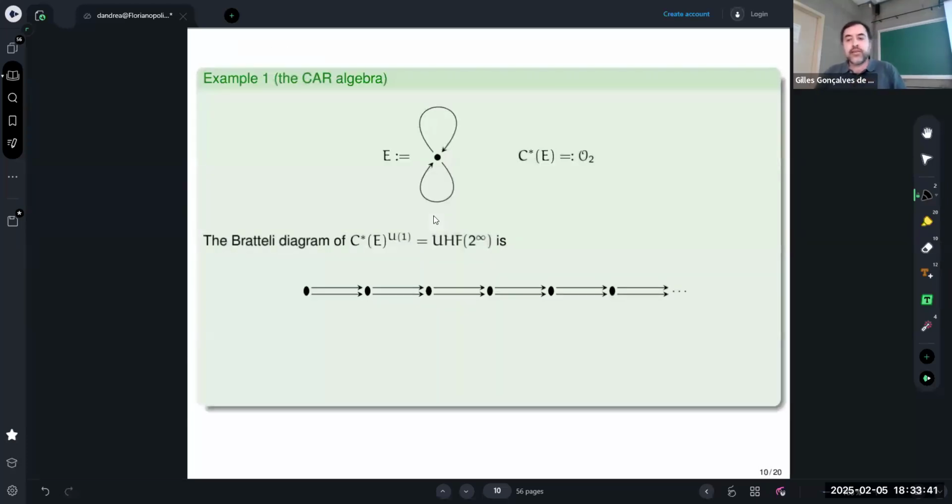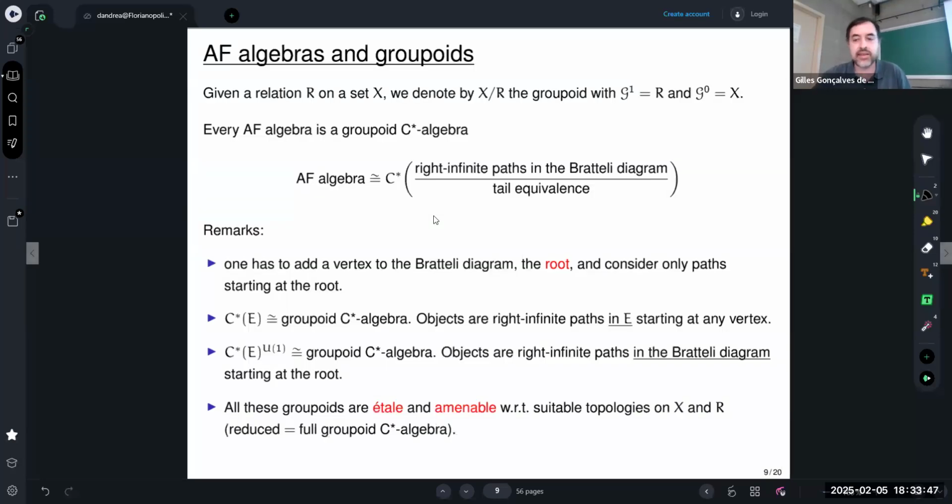Okay. So example one, I want to spend some time to tell you about examples. Sorry, maybe just a last comment. Here I'm hiding a lot of technical things, but everything is well known here. I'm not telling you what the topology is, but I'm also not telling you what the C*-algebra is. Is it the full, reduced, and so on? The point is that all these groupoids are not only étale, which means that the convolution product is the easy one that you may have seen with a sum, but they are also amenable, which means that it doesn't matter. Reduced and full groupoid C*-algebra are the same.